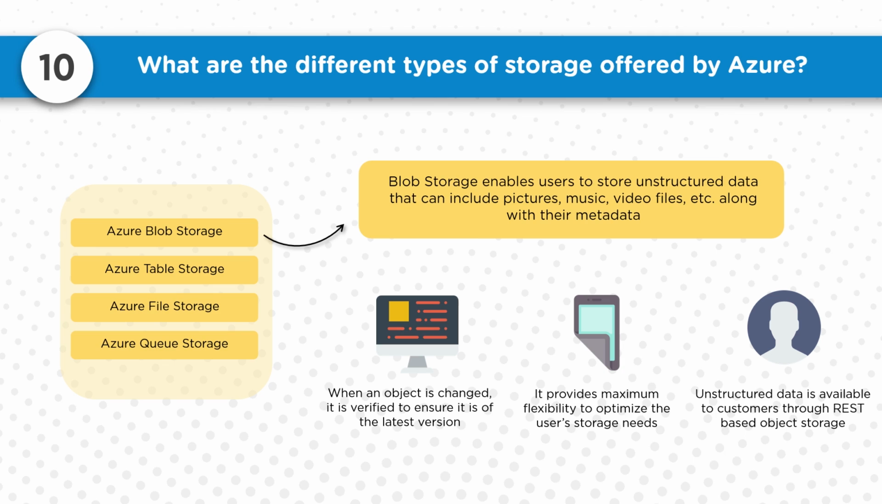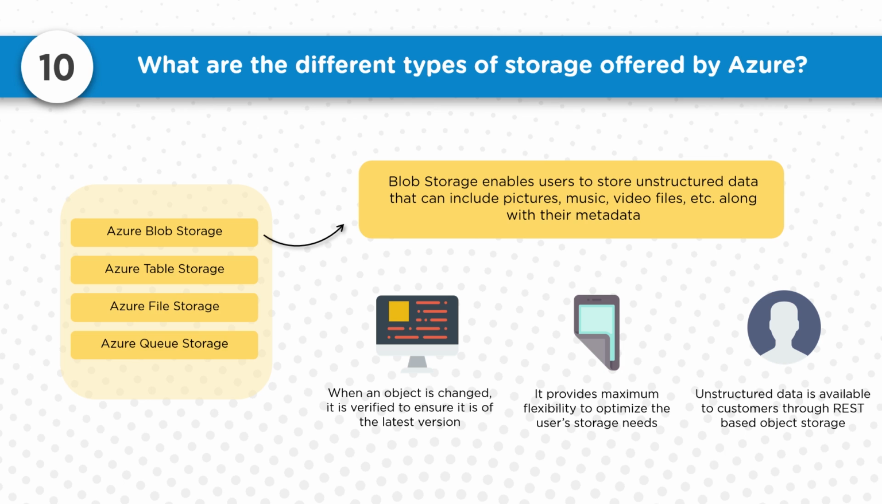Azure Blob Storage is Microsoft's object storage solution for the cloud. Blob storage is optimized for storing massive amounts of unstructured data, which can be in the form of text or binary data. So in short, blob storage enables users to store unstructured data in formats like pictures, music, video files, and a lot more. And it stores them along with their metadata.